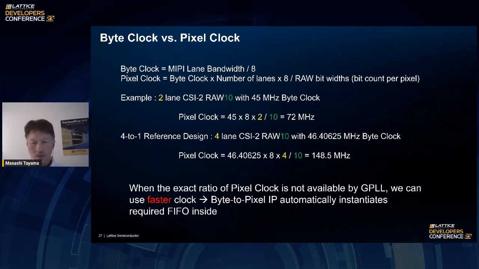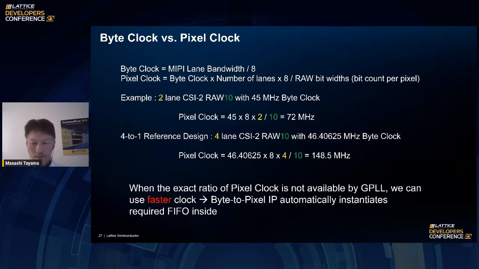In case of RAW10 with 4-lane configuration at 46.40625 MHz byte clock, that is the setting of this reference design, total bandwidth is 46.40625 times 8 times 4 equals 1485 Mbps. So the pixel clock is 1485 divided by 10 equals 148.5 MHz.